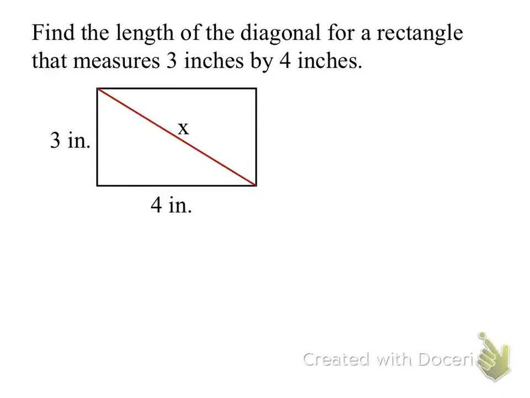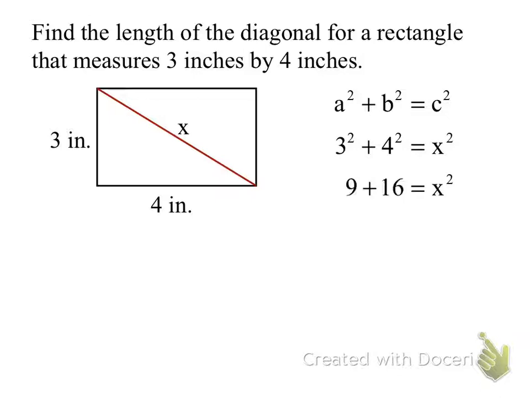Now I'm going to just start using my Pythagorean Theorem. a squared plus b squared equals c squared. What numbers do I substitute in? Danielle? 3 squared plus 4 squared equals x squared. And we calculate it out. We get 9 plus 16 is equal to x squared. And then we get 25 is equal to x squared. Don't be rude, just root it. And we get x is equal to 5.